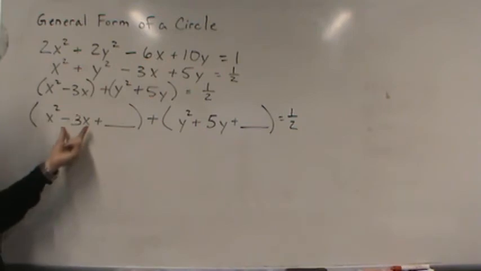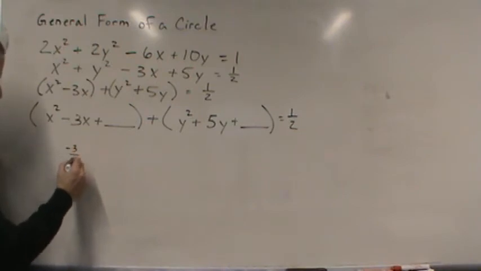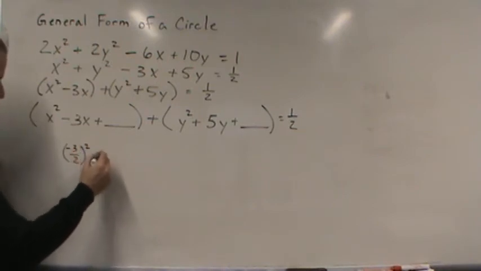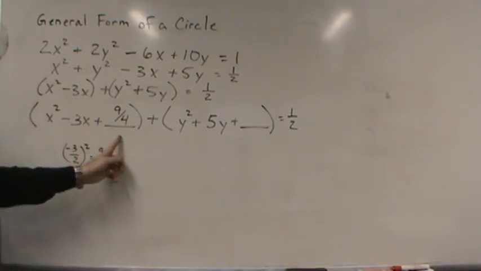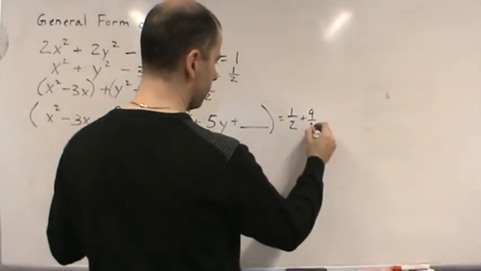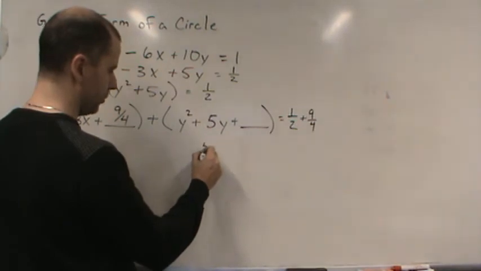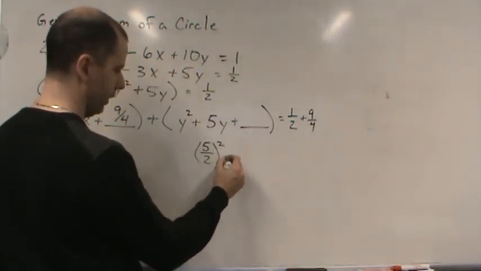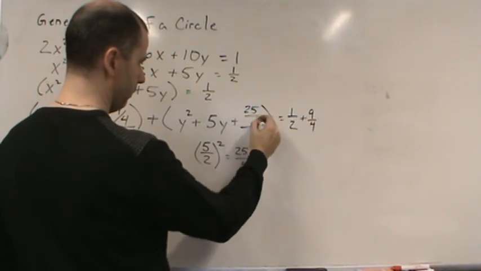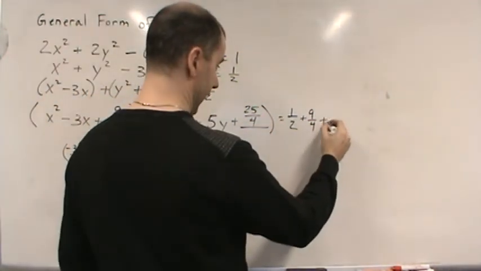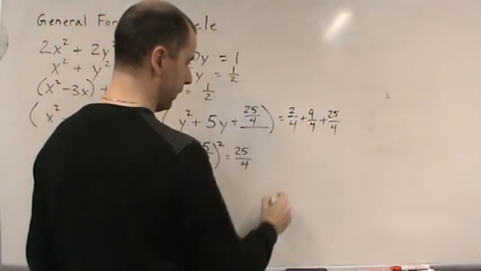So now I'm going to divide by 2 and square it. Okay, well what happens? If I divide by 2, I get negative 3/2. And then if I square it, I get 9/4. So I'm going to put 9/4 up here. Now if I put 9/4 here, I have to put 9/4 over here. Now here, I'm going to take 5 and divide by 2, and then I'm going to square it, and that's going to give me 25/4. So I'm going to put 25/4 here, and then I'm going to have to add 25/4 here. And I'm going to change this to 2/4, so we have common denominators.